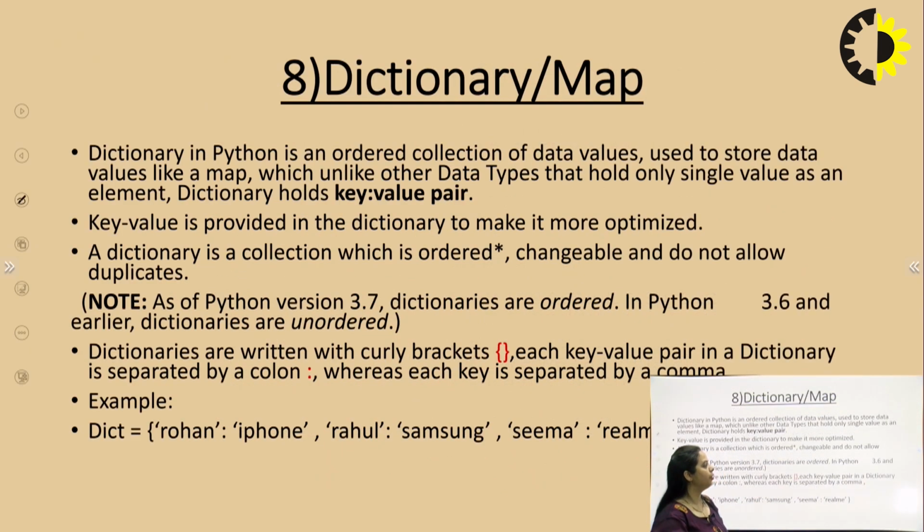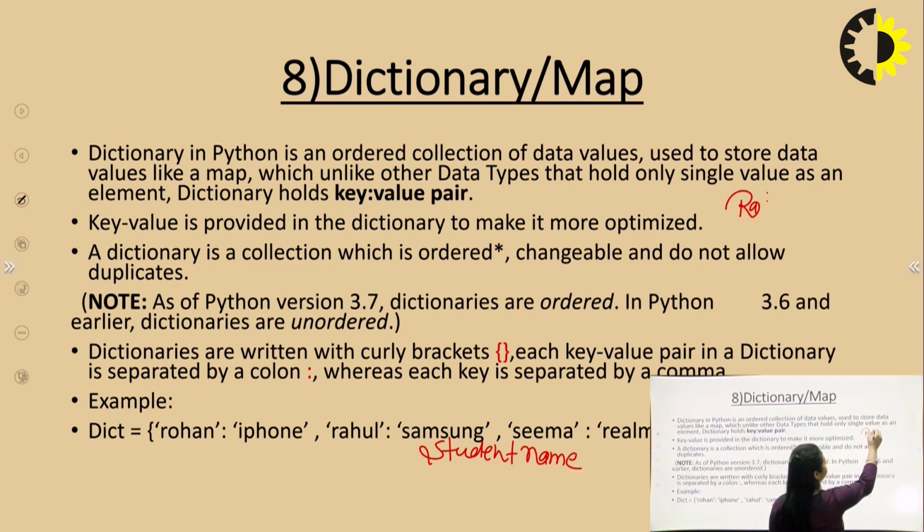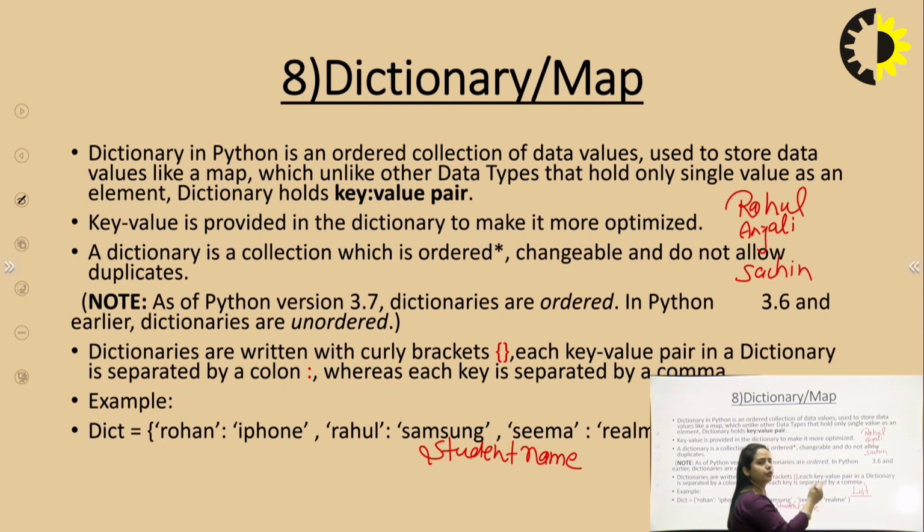Next is our dictionary or map. We have studied the list. What is a list? A list is a collection of elements, maybe of different types or the same data type. So if I want to store student names like Rahul, Anjali, Sachin, these three students' names, I may use a list because a list is a collection of elements. I can store these three names in a list.